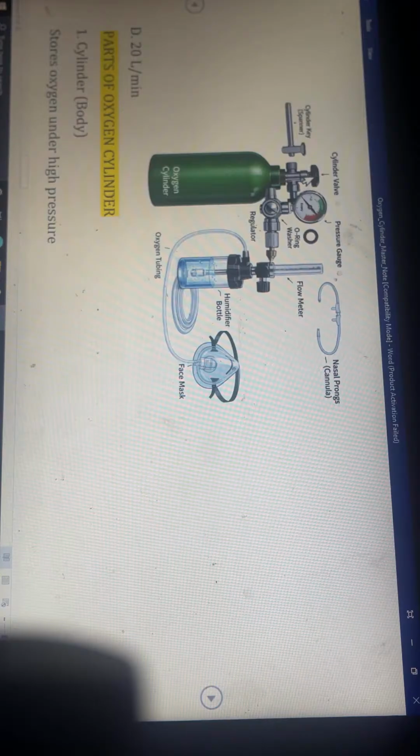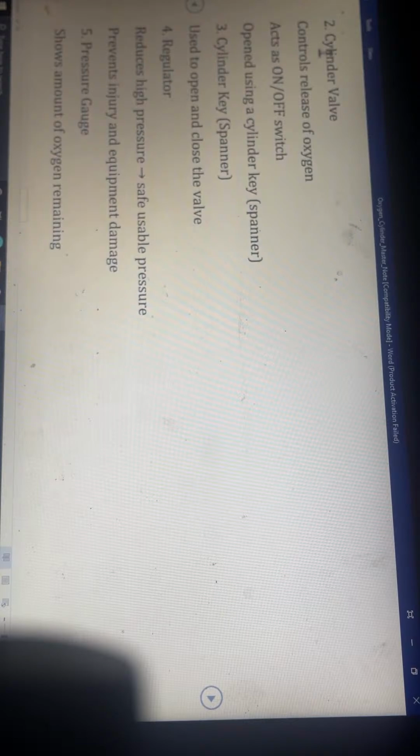Are we together? Now, okay, before explanation, let us read so that you can write. So we have the cylinder, that is this. It stores oxygen under high pressure. You can just note it. The cylinder stores oxygen. The valve controls the release of oxygen.